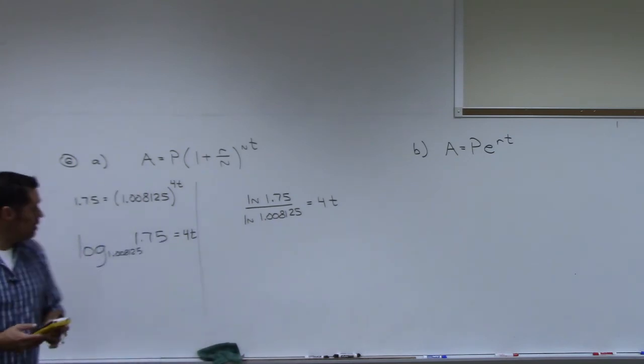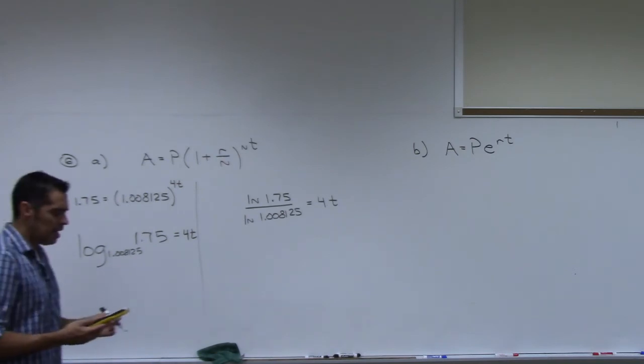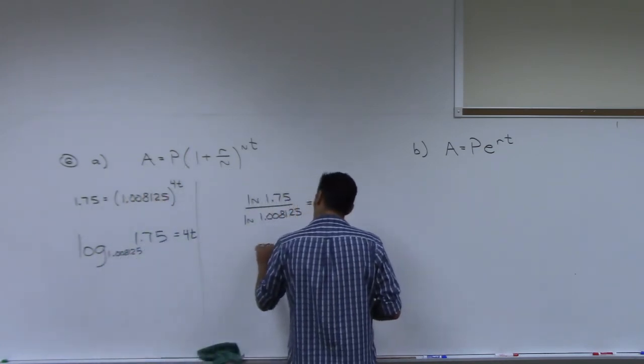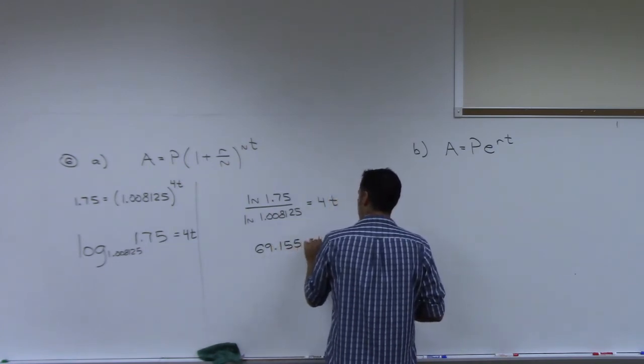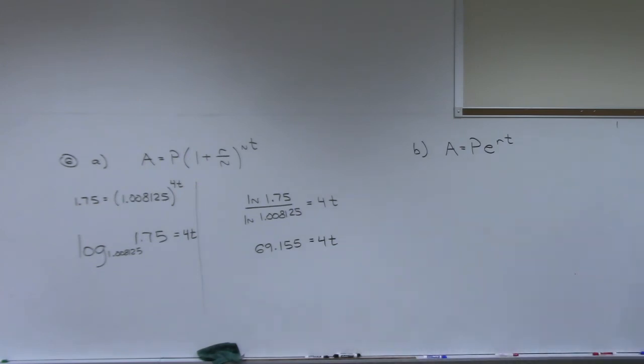So natural log of 1.75 divided by natural log of 1.008125. I'm getting on the left side 69.155. So 69.155 is equal to 4t. And finally, to get t, you divide by 4.